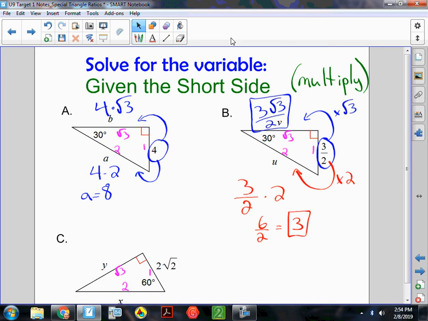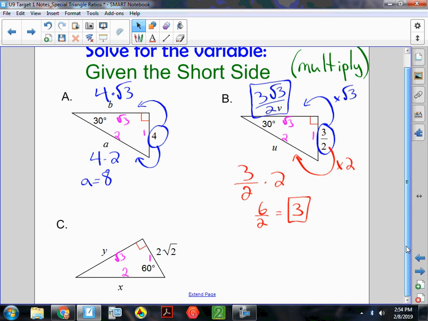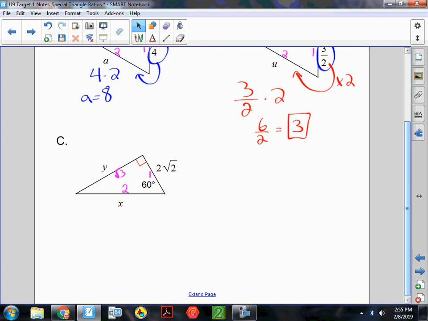I do encourage you to do almost all of these problems without using a calculator, because you are going to be expected to do so on your test, working with multiplying, dividing these small numbers, working with the square roots without using your calculator.